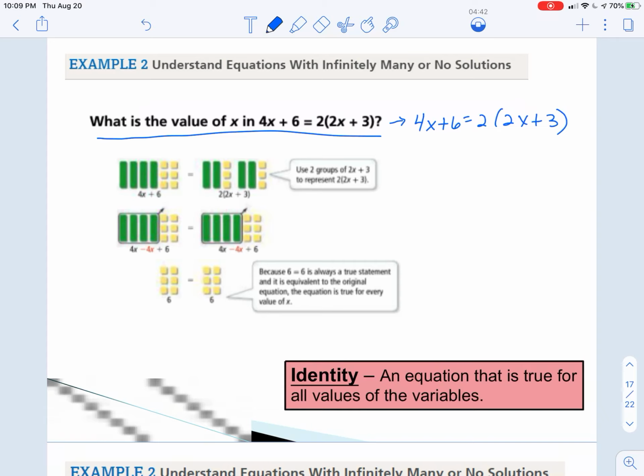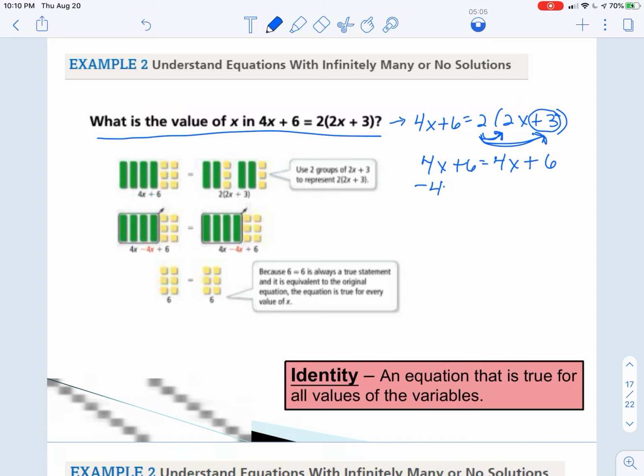So let's take a look at this. First of all, I notice that I need to distribute over here. If I do 2 times 2x, right here, I have 4x, and 2 times a positive 3 gives me a positive 6. Oh my goodness, look at that. So both sides are actually equal, aren't they?